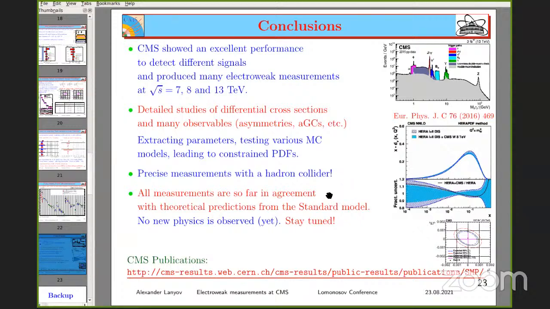So all measurements are so far in agreement with the theoretical predictions from the standard model. So no new physics is observed yet. So please stay tuned for any news with further analysis. And this is a reminder about the place where you can see the CMS publications for the standard model. So thank you for your attention.